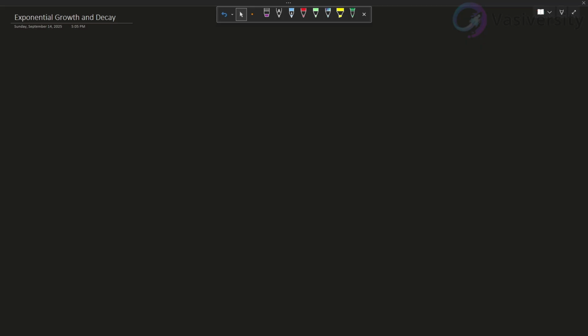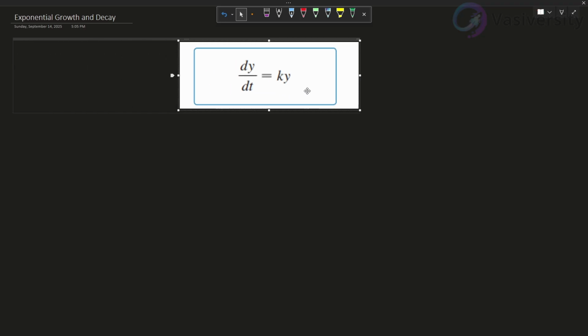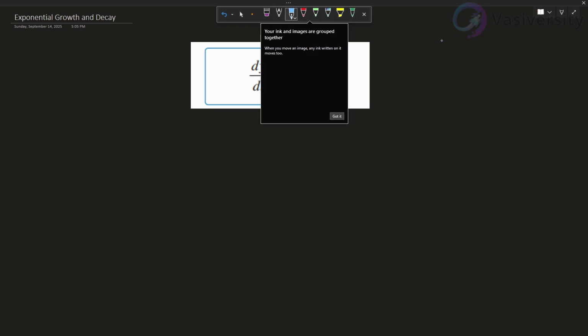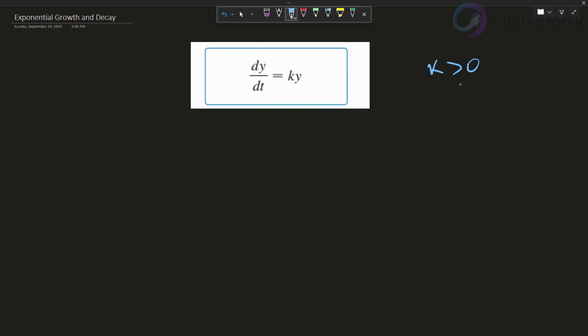In general, if y is a quantity at time t, and if the rate of change of y with respect to t is proportional to its size, then we can use this equation, dy over dt is equal to k times y, where k is a constant, essentially the growth constant. For natural growth, we will assume that k is greater than 0. And decay would be k less than 0.